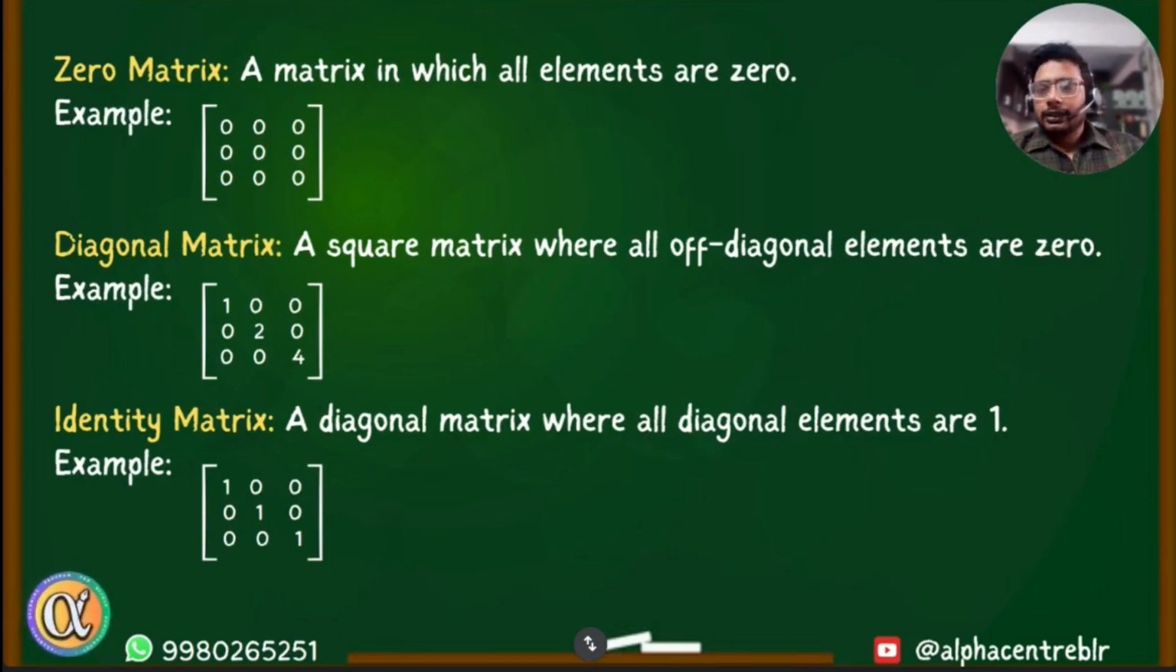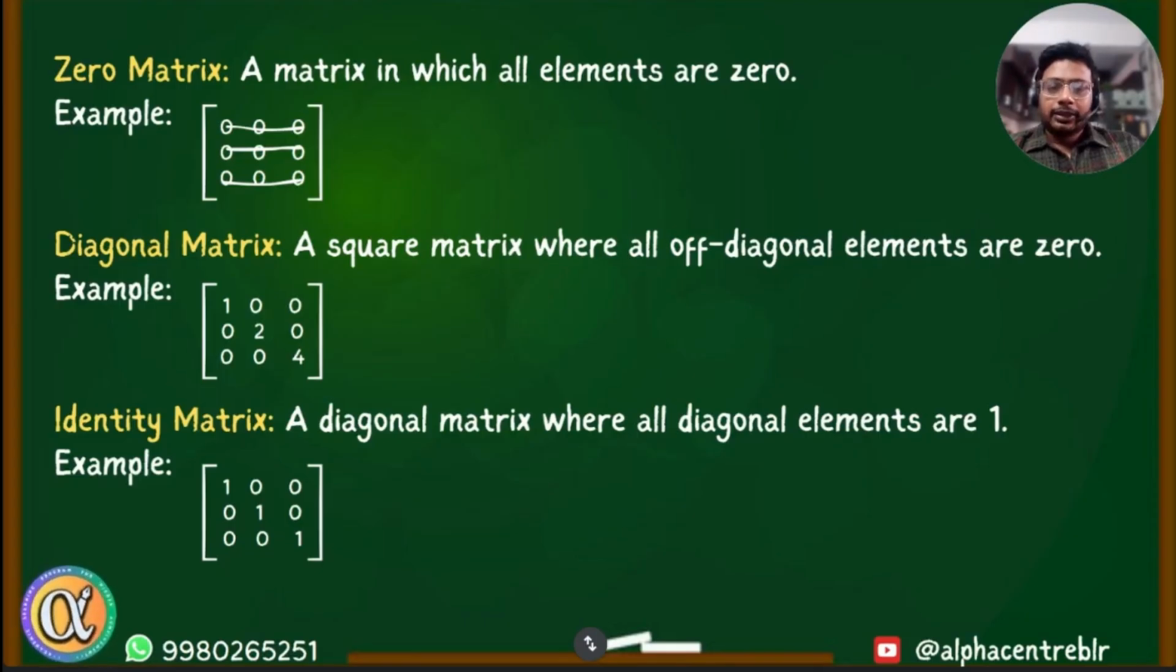Zero matrix. A matrix in which all the elements are 0 is called a zero matrix. For example, here you see we have a 3 by 3 matrix in which every single element of each row and column, in fact, every single element is 0. So that is an example of a zero matrix. Clear? Next, we have a diagonal matrix.